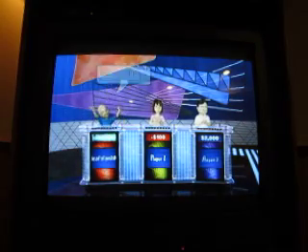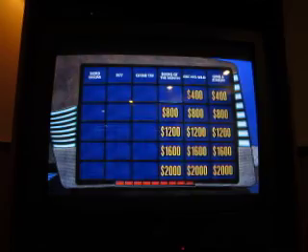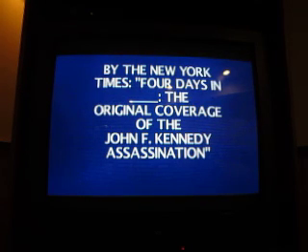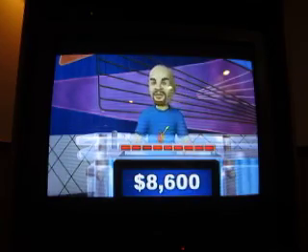Woo-hoo! Books and one for 800, please. Player one. By the New York Times. 4 days in blank. The original coverage of the John F. Kennedy assassination. What is November? Yes, player one.